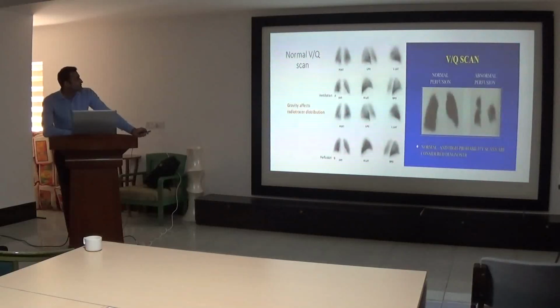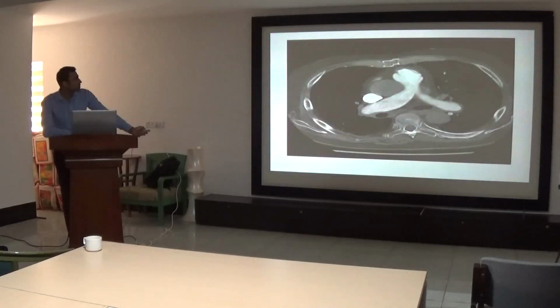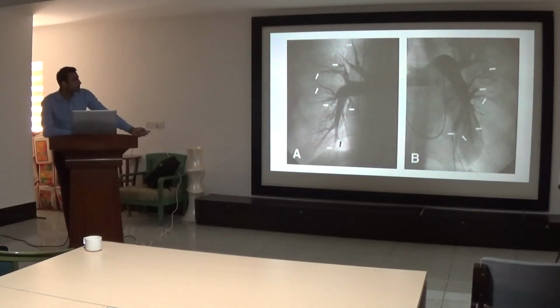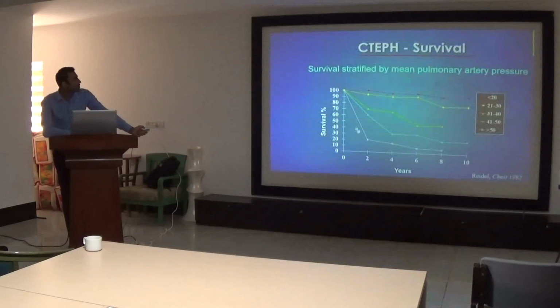So VQ findings: we saw a normal picture in that area; when there is CTEPH, there's underfilling, a perfusion mismatch we call it. Then CTPA findings: narrowing of the pulmonary arteries, segmental arteries, sudden narrowing. Survival is dependent on the mean pulmonary artery pressure. The lower you can bring it, the more it increases the survival.